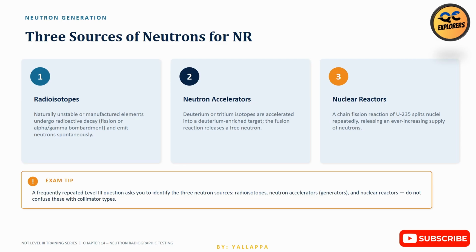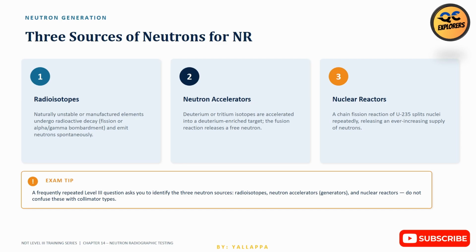The second source is the neutron accelerator, also called a neutron generator. Instead of relying on radioactive decay, an accelerator produces neutrons by accelerating hydrogen isotopes at very high speeds and causing them to undergo nuclear fusion. One significant advantage of this system is that it can be switched on when needed and switched off after the inspection is complete.